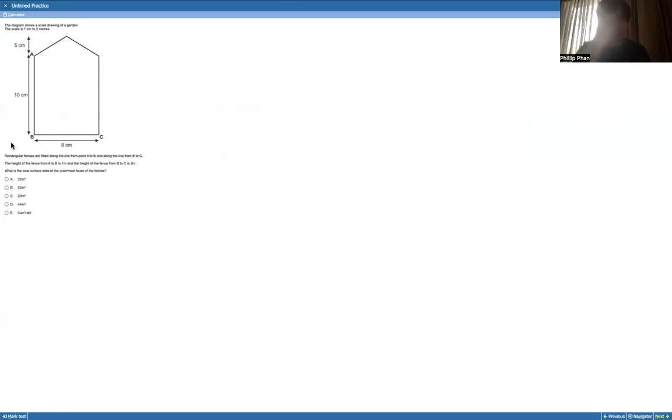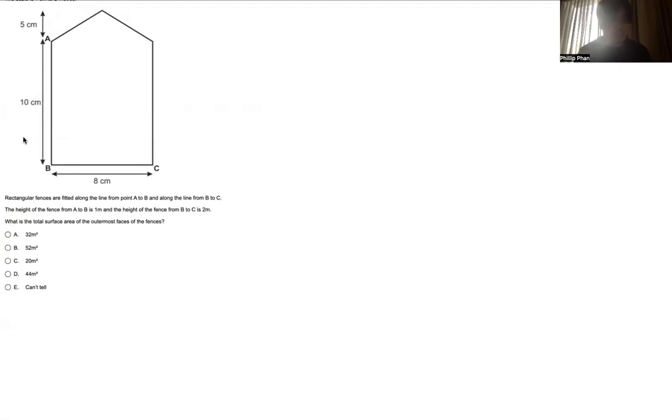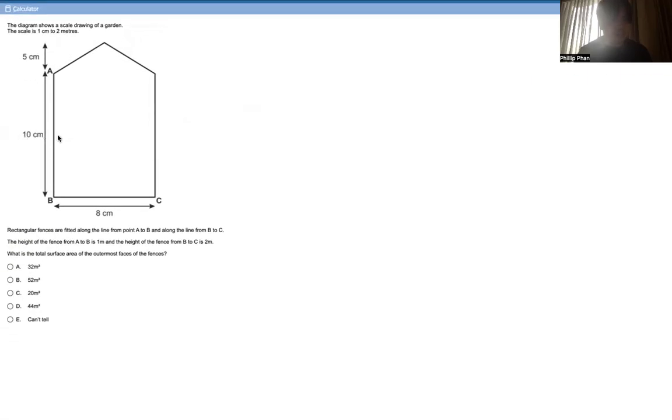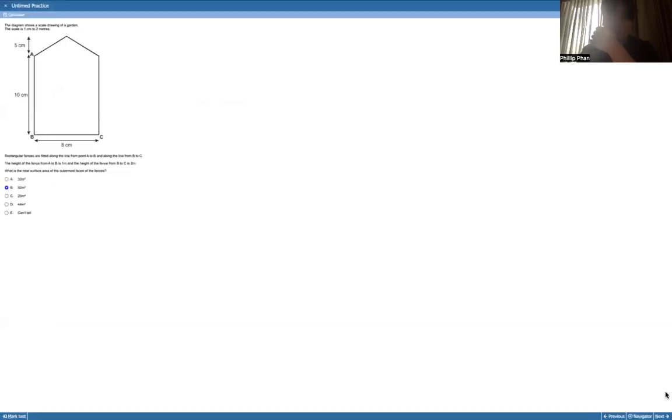Now, rectangular fences are fitted along the line, and the height of the fence is this one. What is the surface area of the outermost faces of the fences? So fences fit along the line A to B and along the line from B to C. The height of the fence from A to B is 1 meter, and the height of the fence from B to C is 2 meters. Let me have a think about this one. So that's actually going to be 10. So 20 by 1, which is 20, and 16 by 2, which is 32. Add that together, that's going to be 52 meters squared.